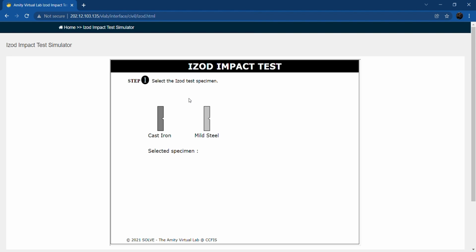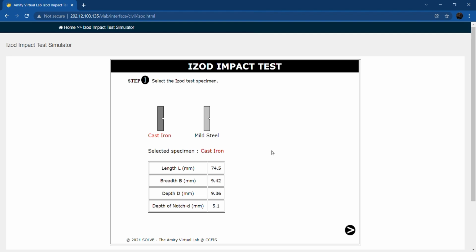Step 1. Select the Izod test specimen. Today, the first specimen we'll be using is cast iron. The length is 74.5, the breadth B is 9.42, depth D is 9.36, and the depth of notch is 5.1.